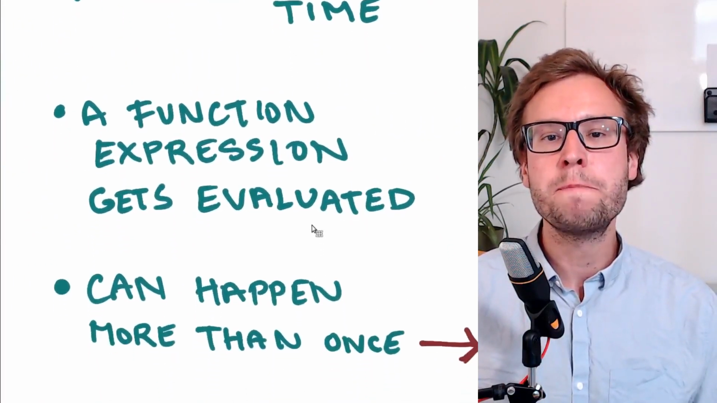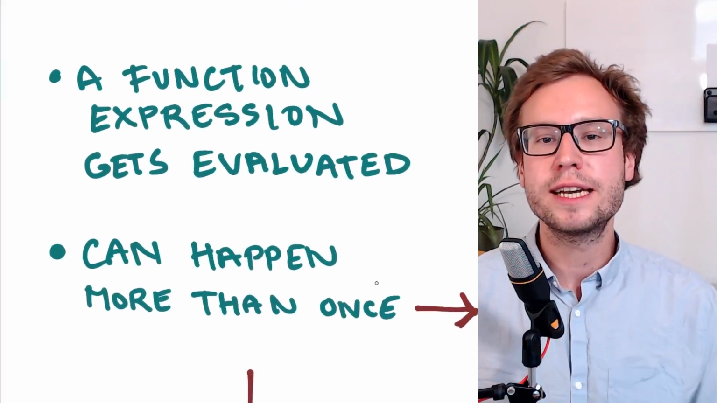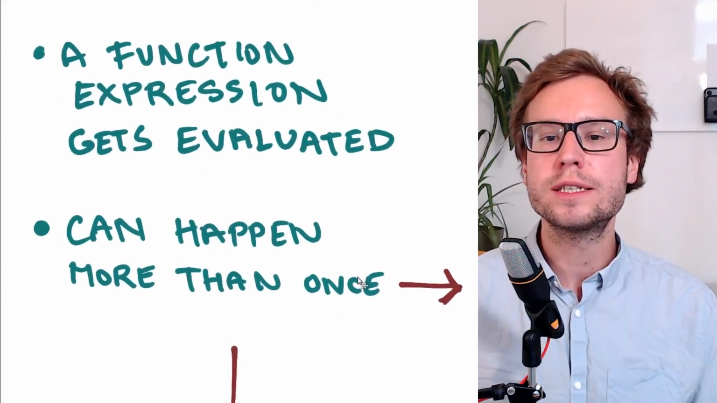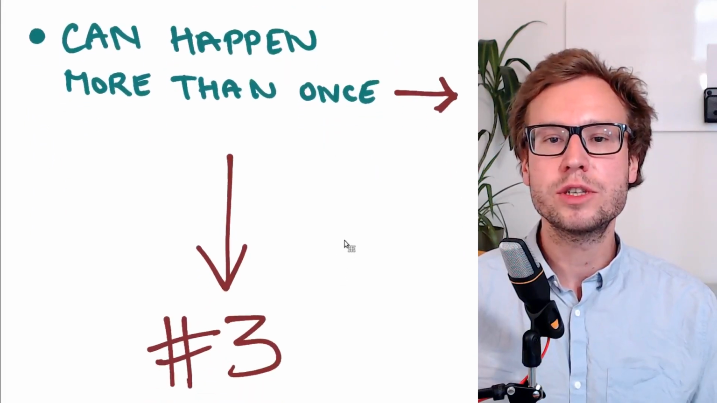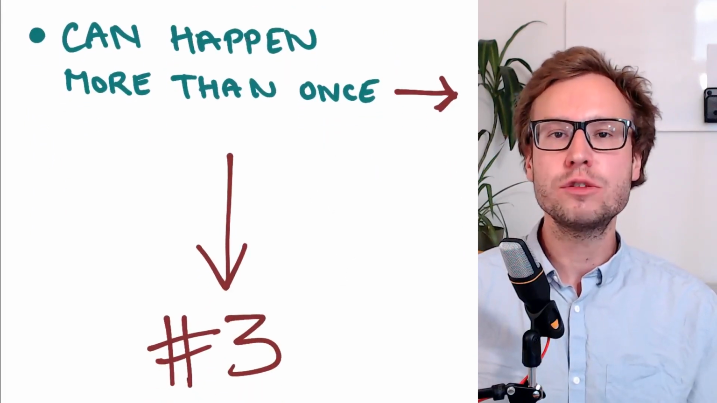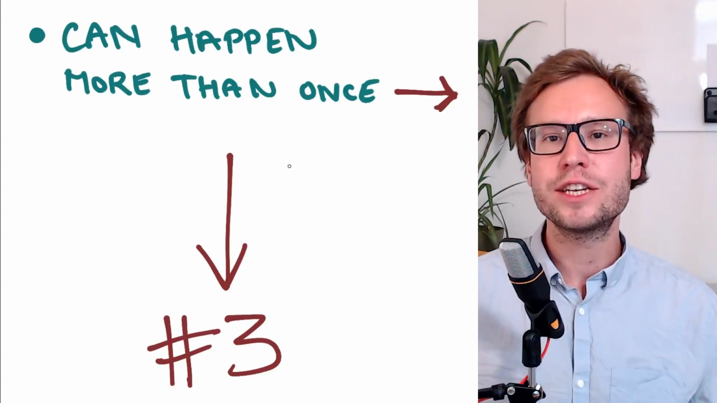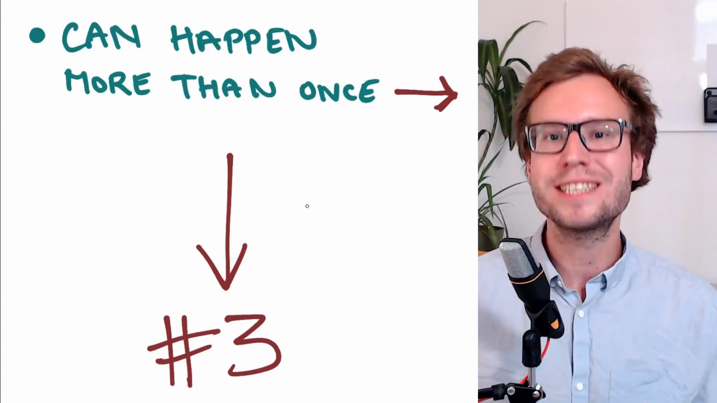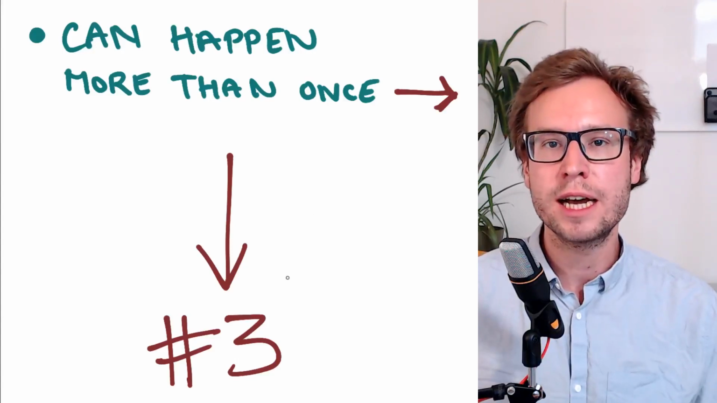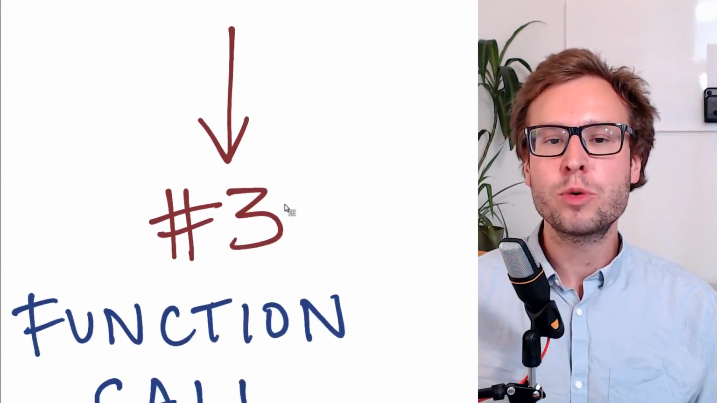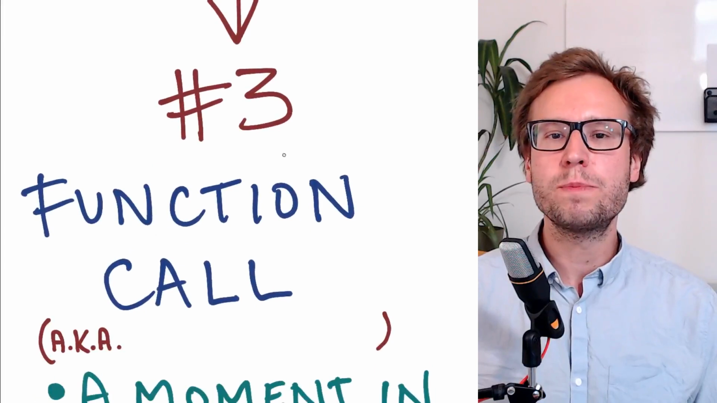It's a moment in time. We know that a function expression is getting evaluated, and it can happen more than once. Function creation. So now you see why it's useful to think of function definition and function creation as two separate things. One is a place in the code. The other one is a moment in time. So that's an important distinction. Let's go to point number 3.